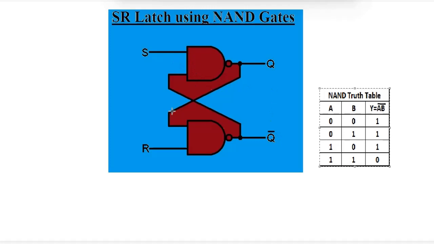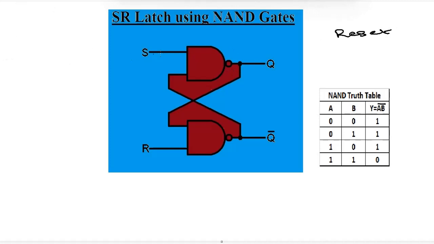So, here in the SR latch, Q and Q bar are cross-coupled with S and R. Here Q and Q bar are always in complement form. Now first of all, what is meant by SR latch? SR latch is a basic storage element which is used to store either 0 or 1. It is a basic memory element which is used to store either 0 or 1.